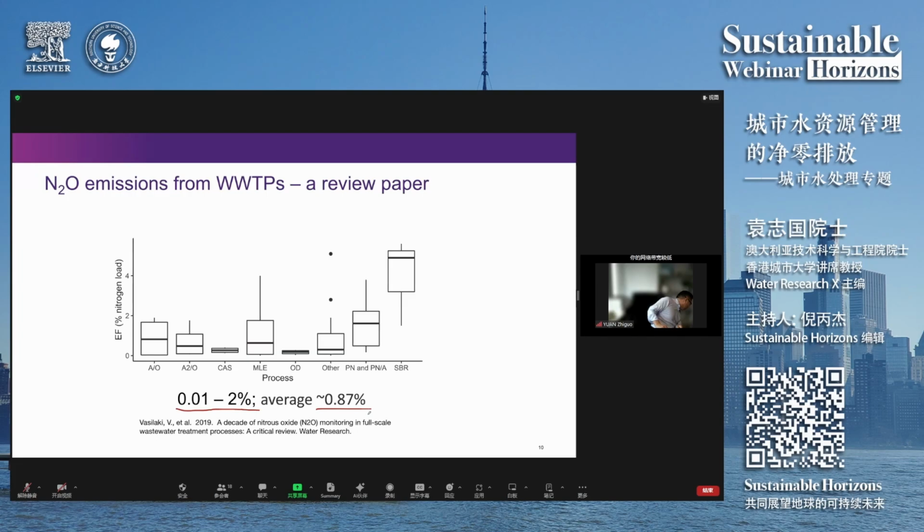So the common features include large variation, a lot of variation between plants, and also a lot of variation even within the same plant. And then the median level is roughly just below 1%.